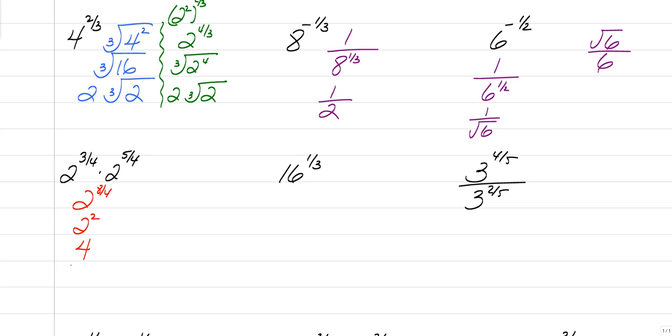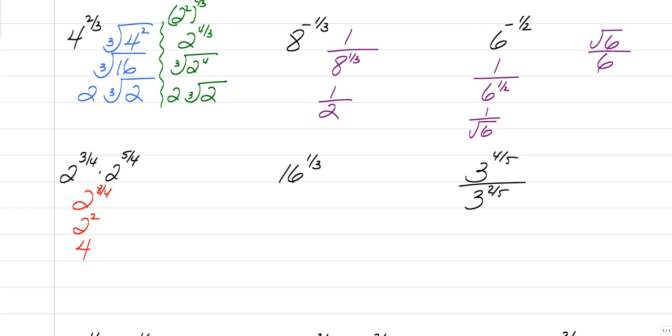Done. And yes, sometimes you could check those with your graphing calculator. If it doesn't work out to be a radical, it'll work. If you type 2 to the 3/4 times 2 to the 5/4 in your calculator, it'll give you 4. If you type 8 to the negative 1/3, it'll give you 0.5. So your calculator can check these for you.